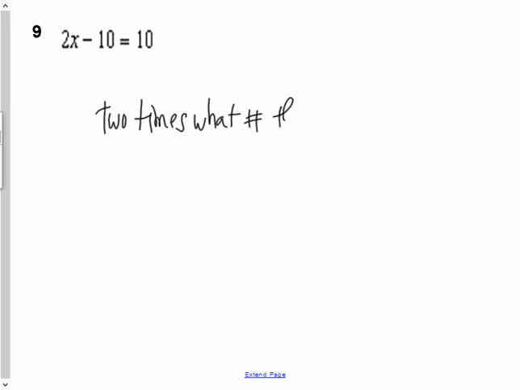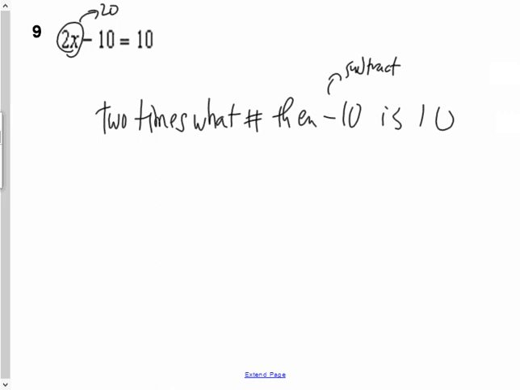Then subtract 10 from. Then subtract, that should be subtract. I didn't write that in. Subtract 10 is 10. So what number do you multiply by 2? If I covered this up, if I just ignored that, what number take away 10 is 10? The answer is 20. So this has to have a value of 20 because 20 take away 10 is 10. So 2 times what number is 20? X must equal 10 because 2 times 10 is 20.